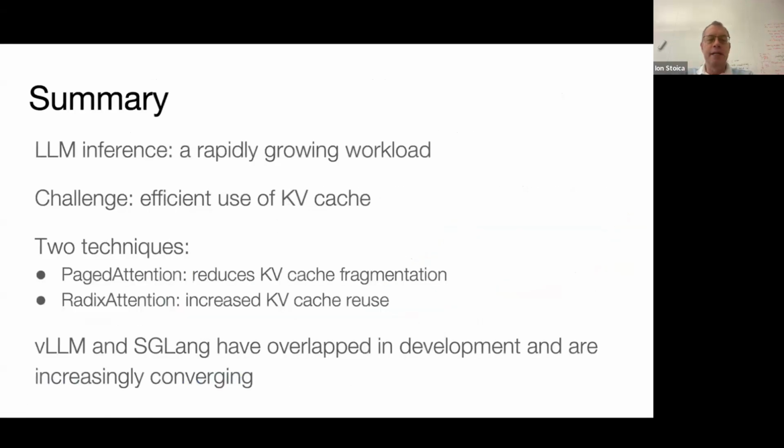So in summary, LLM inference is a rapidly growing workload, no question about that. And one of the key challenges of improving efficiency, improving throughput, and lowering cost is efficient use of the KV cache. I presented two techniques, PagedAttention and RadixAttention, which come from two different systems we developed here. vLLM and SGLang are right now both very popular, have overlapped in development more and more, and are increasingly converging. Thank you.